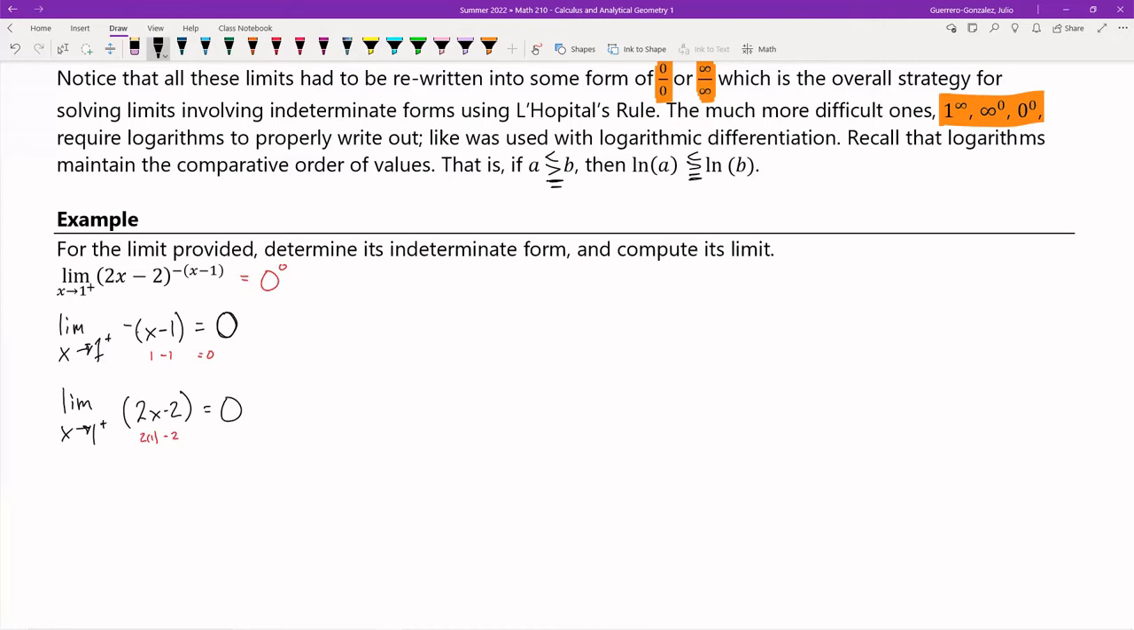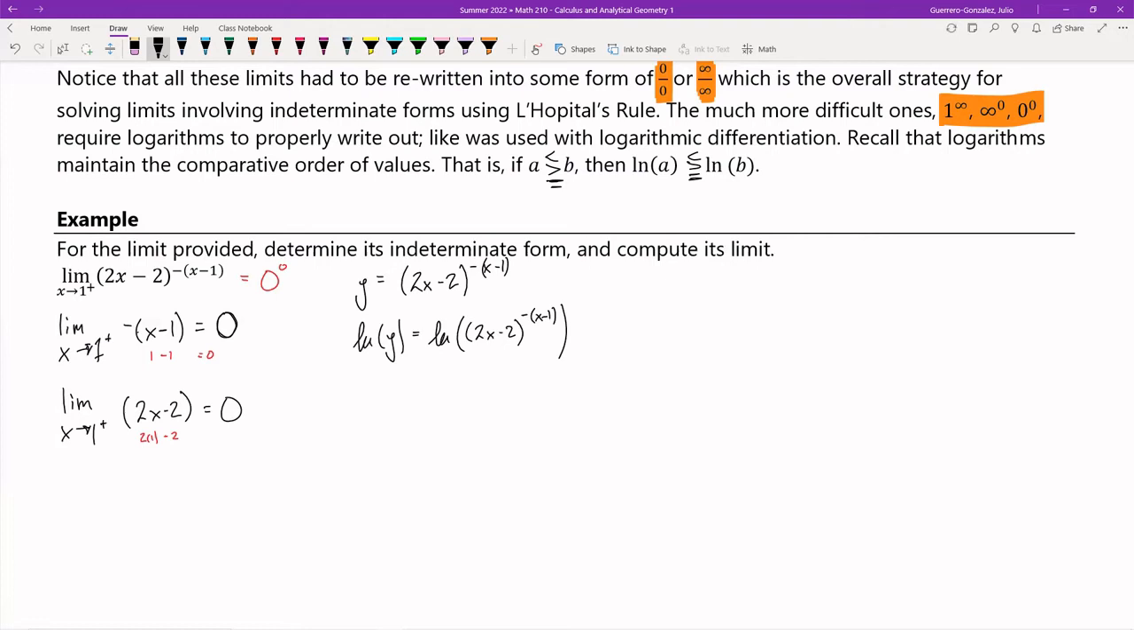So the first thing I'm going to do is just how we did in logarithmic differentiation. I'm going to do y is equal to 2x minus 2 to the minus x minus 1. Okay. This is where I'm going to take the logarithm. So it's going to be the ln of y, right, is equal to the ln of 2x minus 2 to the minus x minus 1.